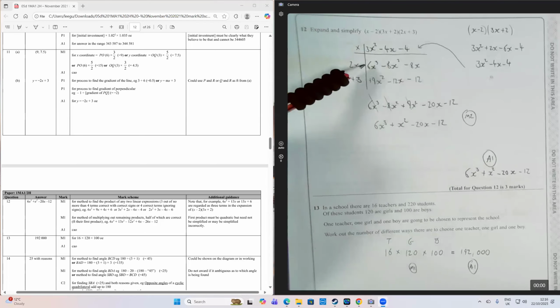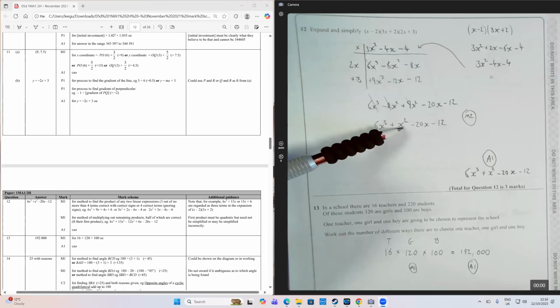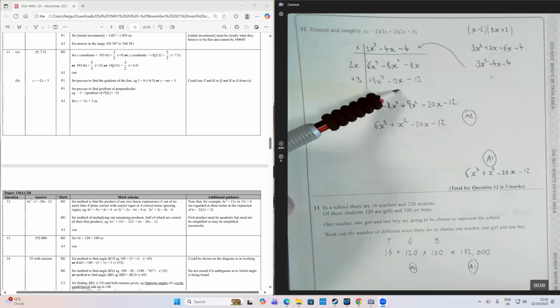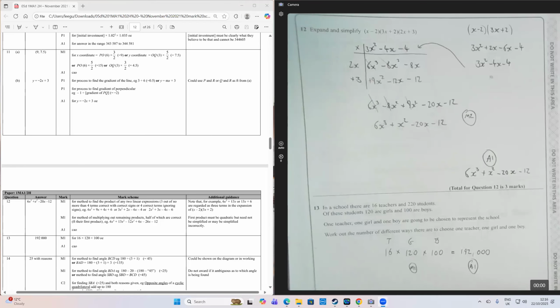Then when we collect like terms, we get 6x cubed, and then we get 9x squared plus 8x squared, which goes to just x squared. And then we have minus 12 minus 8, which goes to minus 20, and then we have minus 12. And so that's how I would expand a triple bracket in a question like that.